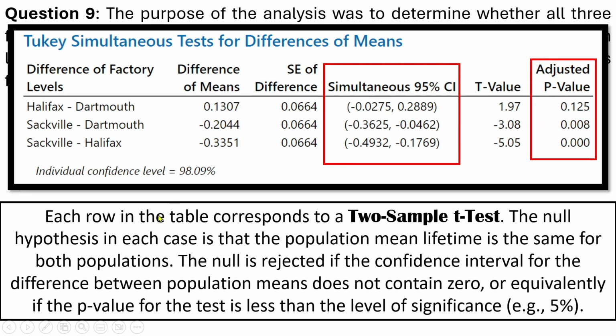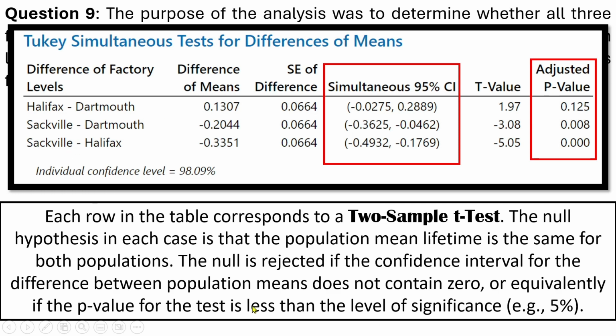So the thing to remember here is that each row in the table corresponds to a two-sample t-test. The null hypothesis in each case is that the population mean lifetime is the same for both populations being compared. So for example, in this first row, we're comparing the mean lifetime for light bulbs made in Halifax compared to Dartmouth. We notice that this interval contains 0, and so we can therefore not conclude that those population means are different. The p-value is also quite a bit larger than 5%.